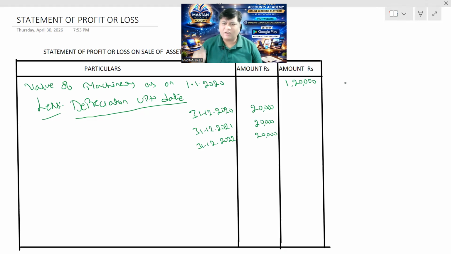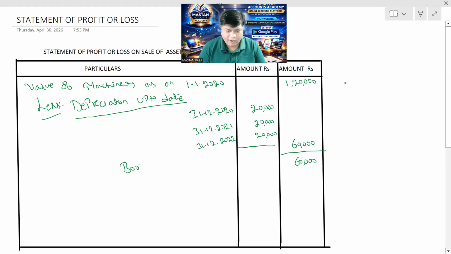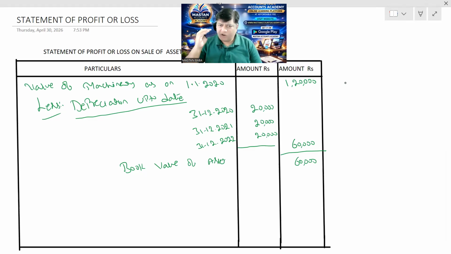So what I did, whatever the depreciation charged to our asset has been added here, 20 plus 20 plus 20, it comes to 60,000. 1,20,000 minus 60,000 comes to 60,000. And this is known as the book value of the asset. Very simple logic: if it is sold for more than the book value, it's a profit.